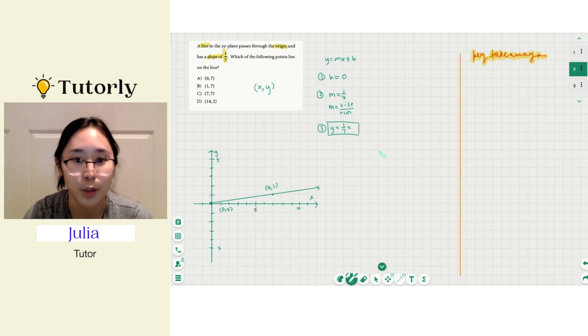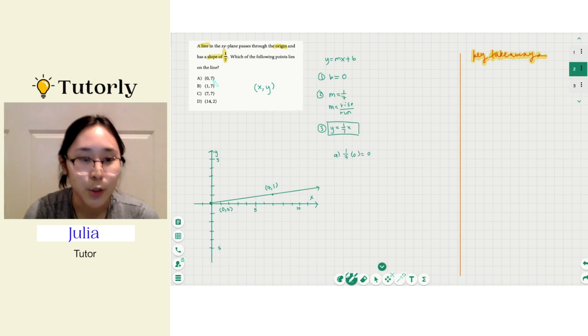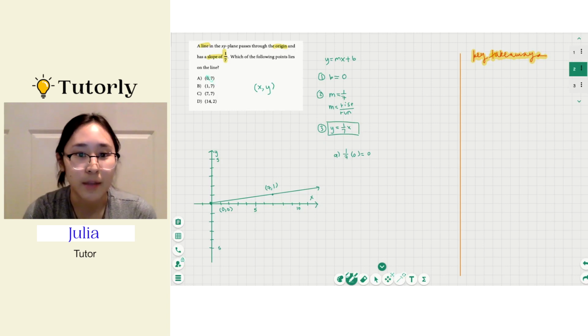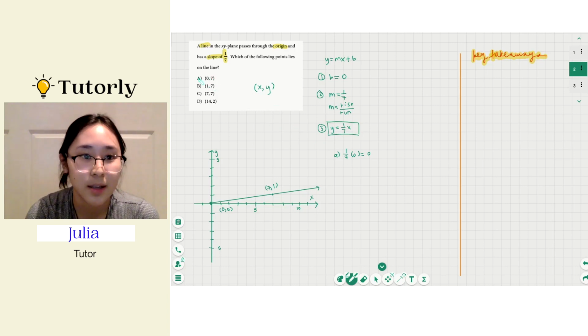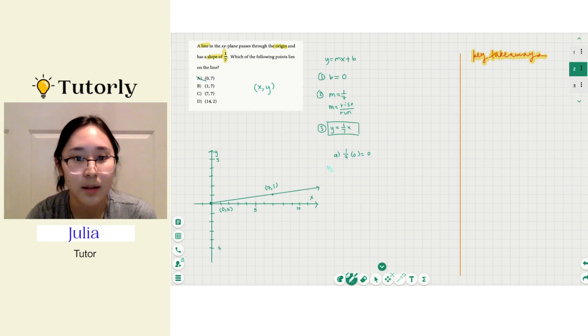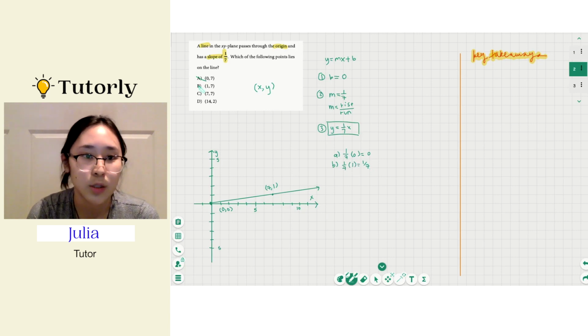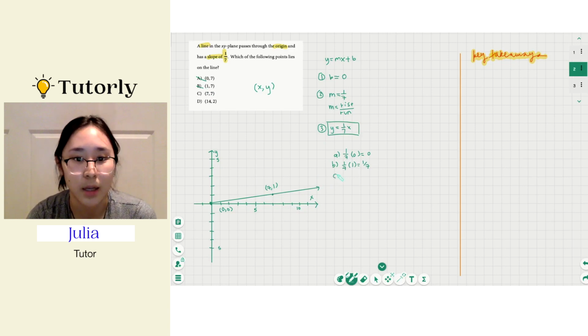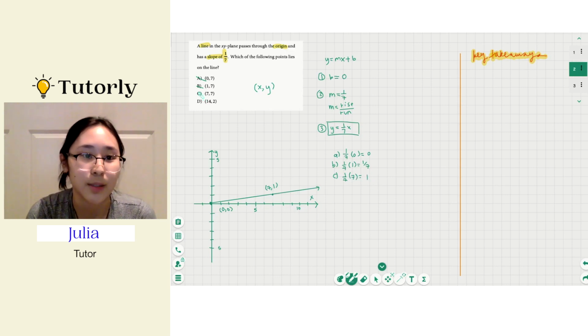So starting with answer choice A, we can simply do 1/7 times 0. And we get 0. The answer choice says that the y-coordinate should be 7, but we say that it should be 0, which means that this coordinate does not lie on the line. Let's look at answer choice B. We have 1/7 times 1, which gives us 1/7. Again, this does not lie on the line of interest. Let's look at answer choice C. We have 1/7 times 7, and that will give us 1, which is not 7 here. So C is also incorrect.